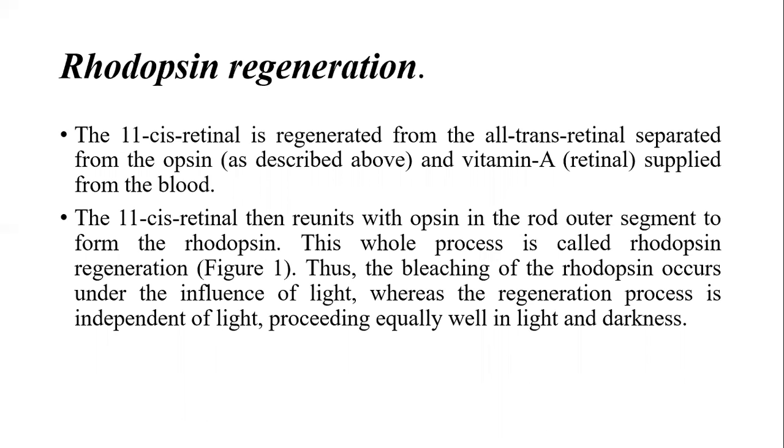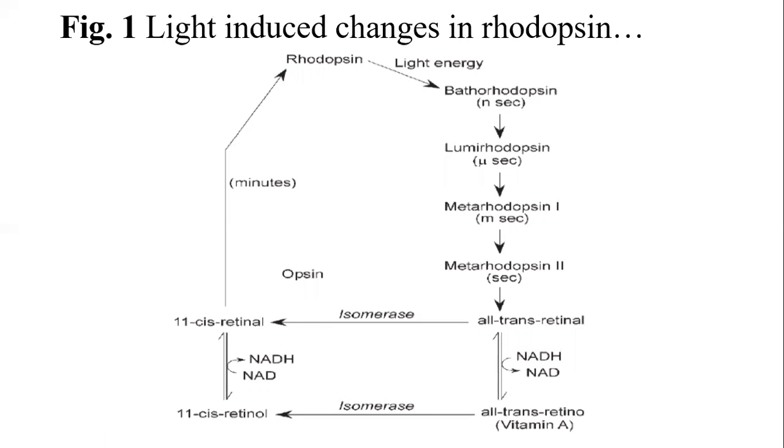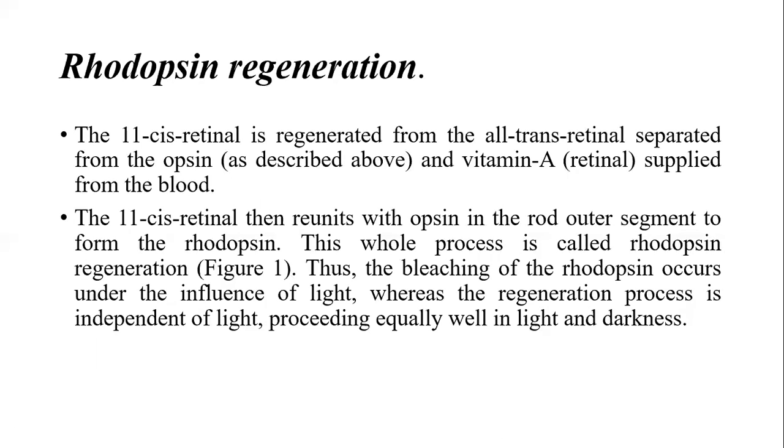Then rhodopsin regeneration. Once the 11-cis retinal is regenerated from the all-trans retinal, what happens? From the all-trans retinal, 11-cis retinal is regenerated due to the isomerase. From there, rhodopsin is regenerated. How? The opsin should go out. So what is the story? 11-cis retinal is regenerated from the all-trans retinal separated from the opsin, and vitamin A is supplied from the blood.